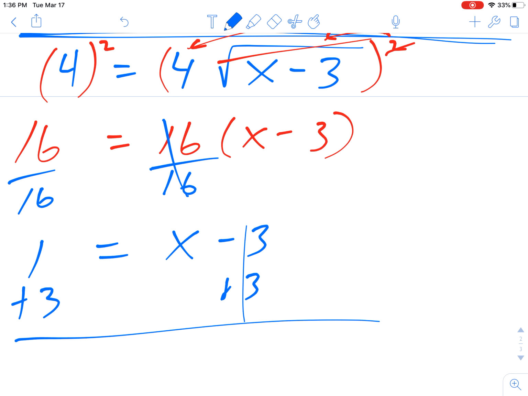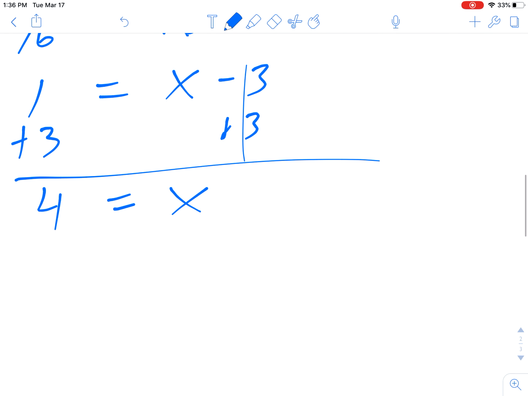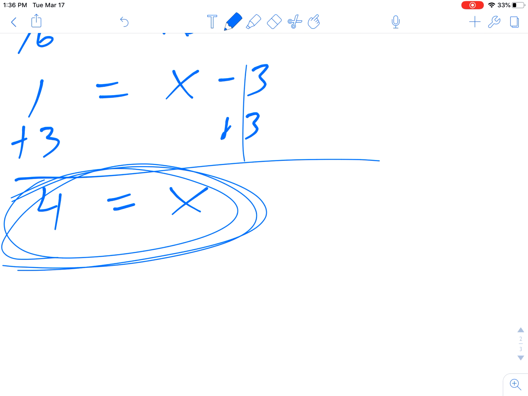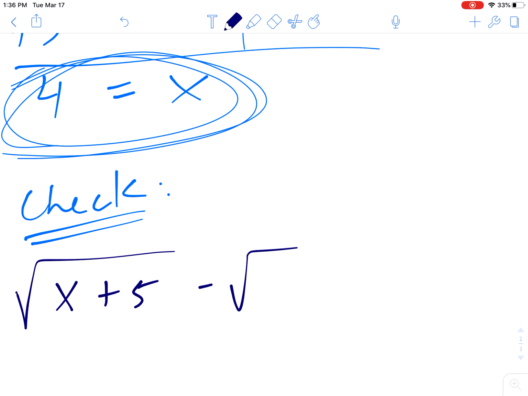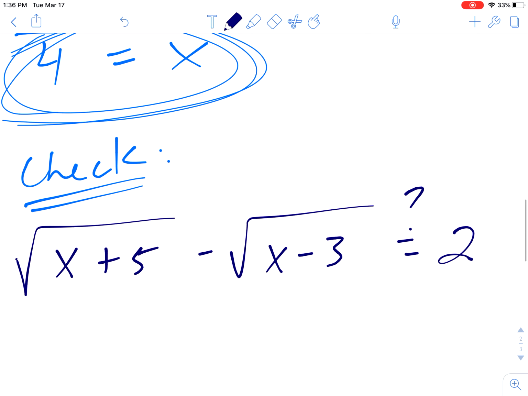And we only get one answer to check this time. All right? Which means most likely it works, but I'm still going to check it. You should check any solution that has a square root in it. Square root of x plus 5 minus the square root of x minus 3 equals 2 is what we're checking. So we're going to replace this x with, what was our answer, a 4?